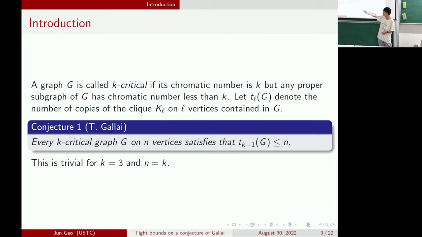Because when we consider 3-critical graphs, we know all 3-critical graphs are odd cycles, and the number of k-1 cliques, which is the number of edges, is equal to the number of vertices n. And for the complete graph, we know the complete graph of size k is k-critical and contains k choose k-1 cliques, which is also equal to n.